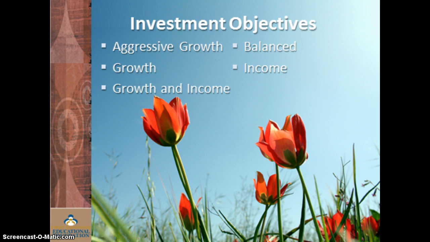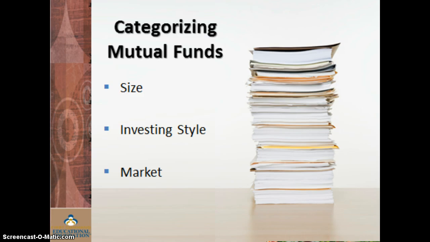Income. Funds with this objective exclusively seek income from the interest and dividends generated by their investments in fixed income securities like bonds, bills, or cash. Categorizing mutual funds. Mutual funds are generally categorized by size, investing style, and market. A fund's prospectus will include information on all three. Size. These definitions are provided as a frame of reference. They may vary from one mutual fund tracking service to another.